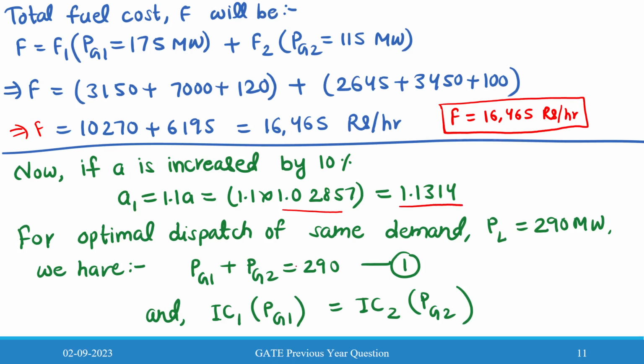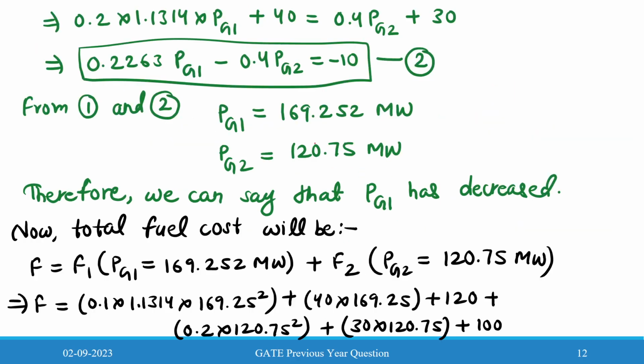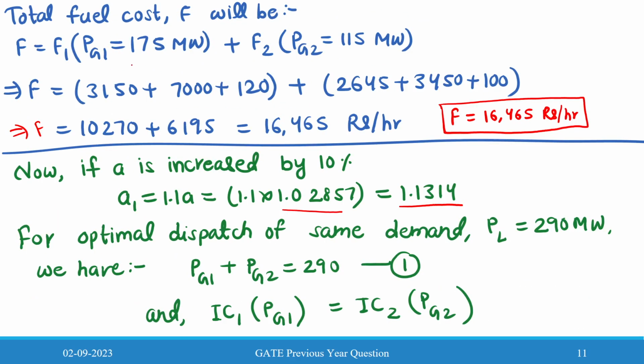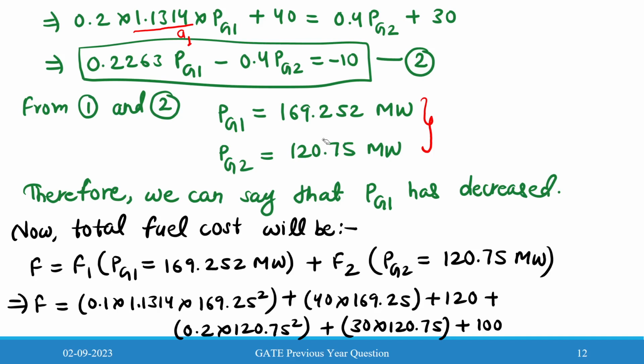The first expression will be, load remains unchanged, so PG1 plus PG2 is equal to 290 megawatt. And the other expression, for optimal dispatch, IC1 is equal to IC2, and in the place of A, you put A1, which is 1.1314. So you will get PG1 and PG2 from the two expressions. Earlier PG1 was 170 megawatt. Now in the second case it has decreased to 169. So we can say that PG1 has decreased.